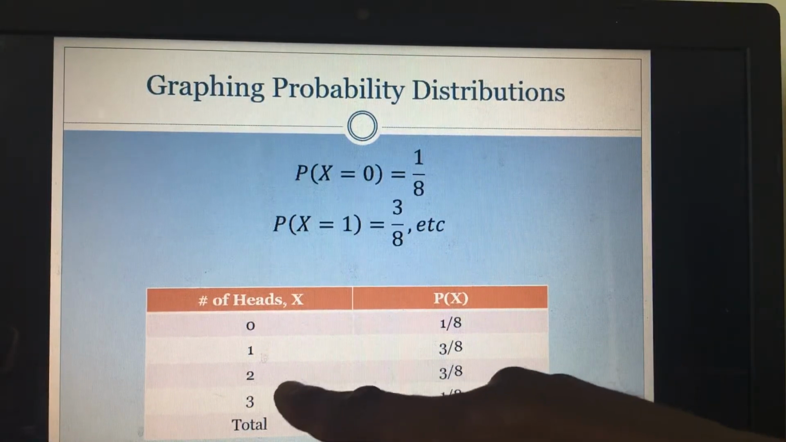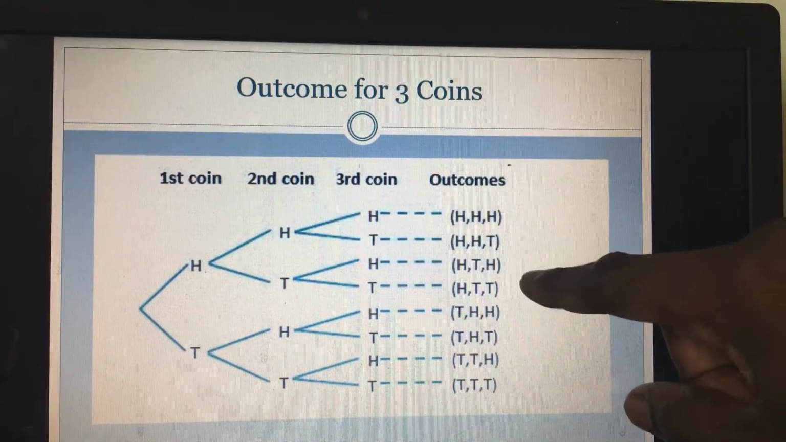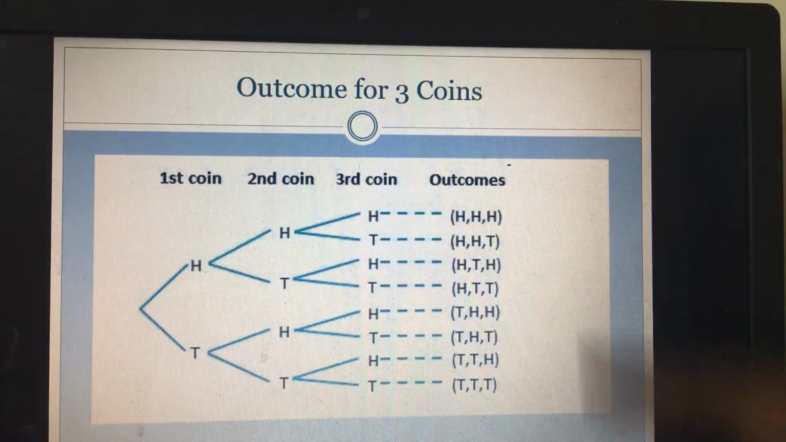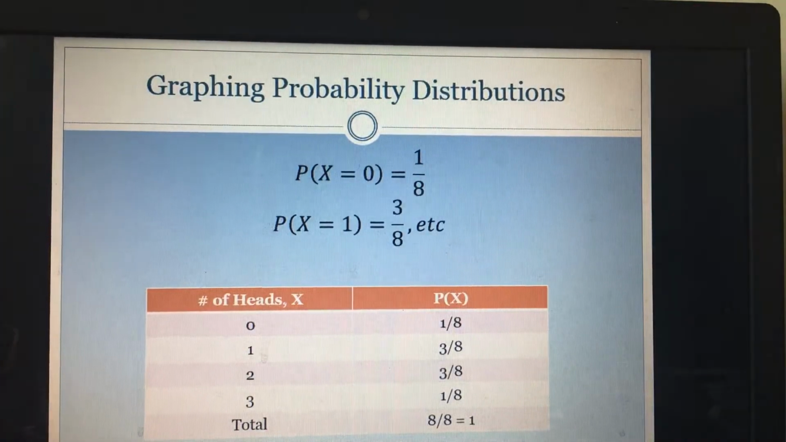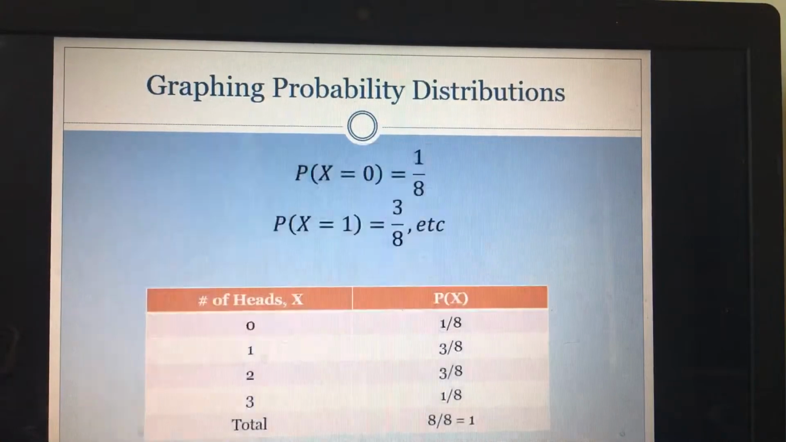Then for 2 heads, we have this one with 2 heads, this one with 2 heads, and this also with 2 heads. So it's 3 of them again, 3 out of 8, and so on and so forth. You get all this, then you can now get the graph.